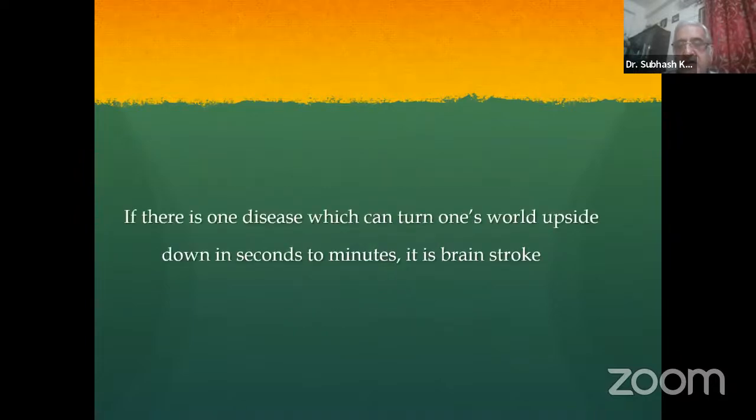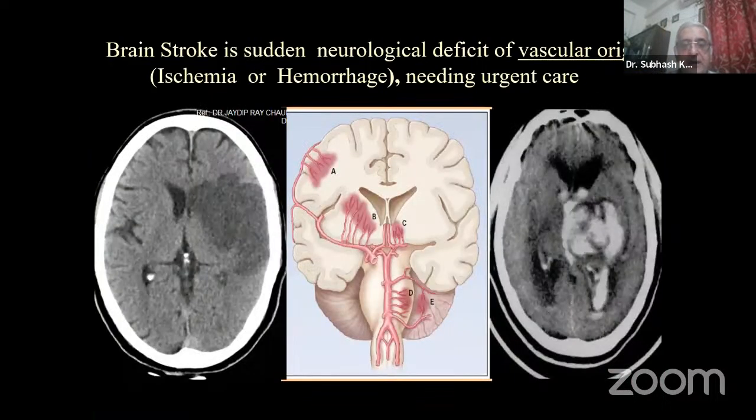If there's one disease which can turn one's world upside down in seconds to minutes, it is stroke, and this happens because of the interruption of the blood supply to the brain. You can see here, these are the blood vessels of the brain. And these blood vessels can either get blocked, and that's called ischemic stroke, which you can see here on the left-hand side as this black thing, or they can get ruptured, which is called brain hemorrhage. Brain hemorrhage looks like this white thing in the CT scan, and the brain infarct looks like the black thing. 80% of brain strokes are infarctions, and 20% are brain hemorrhage, ruptures.